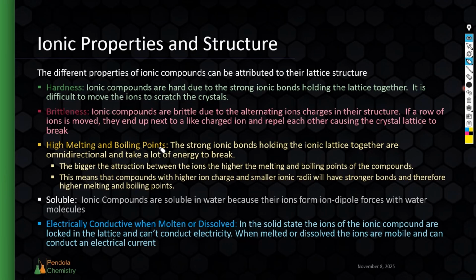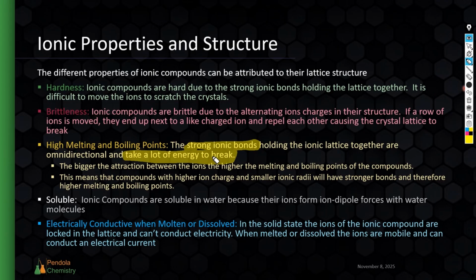Moving forward, we also have another property of ionic compounds, which is that they have very high melting and boiling points. And the very high melting and boiling points, just like the hardness, comes from the same place. Ionic compounds are held together by strong ionic bonds. Strong ionic bonds, and this is very important to say, require a lot of energy to break. This is why the melting point and the boiling point of ionic compounds is high, because it requires a lot of energy to break those bonds.